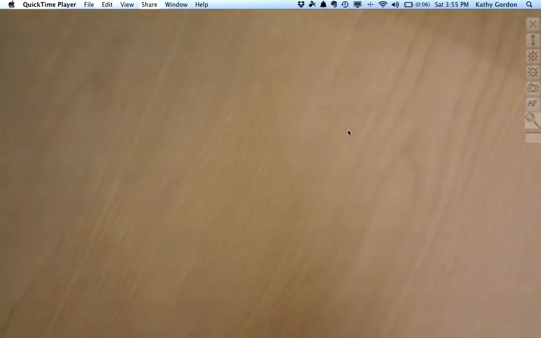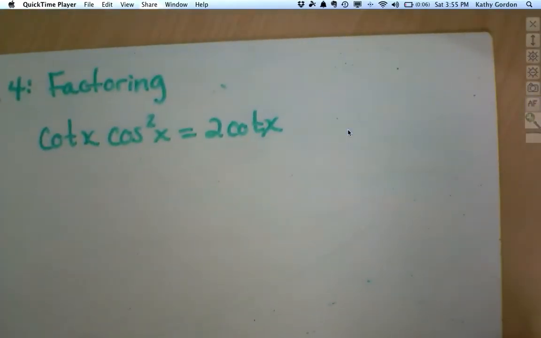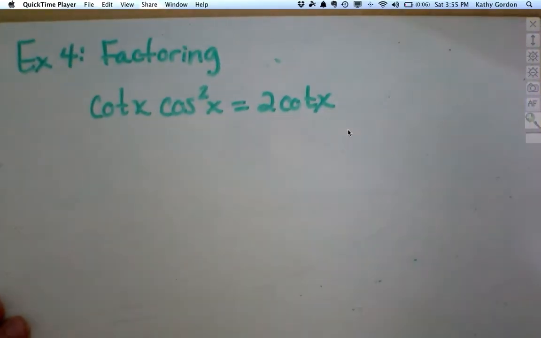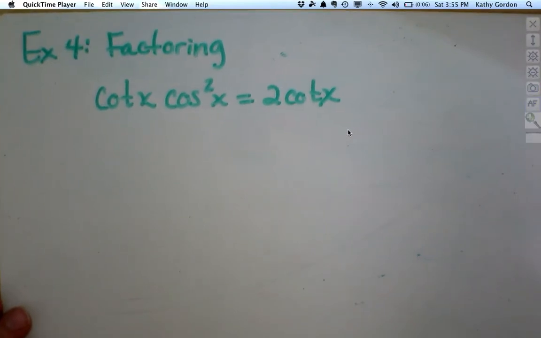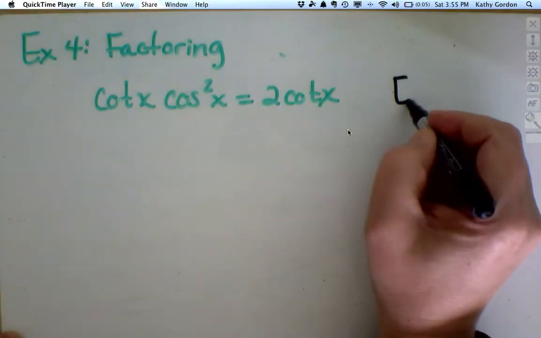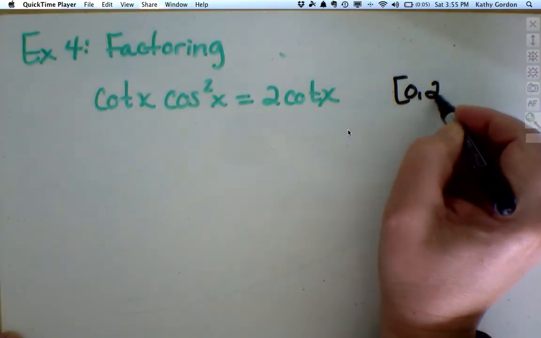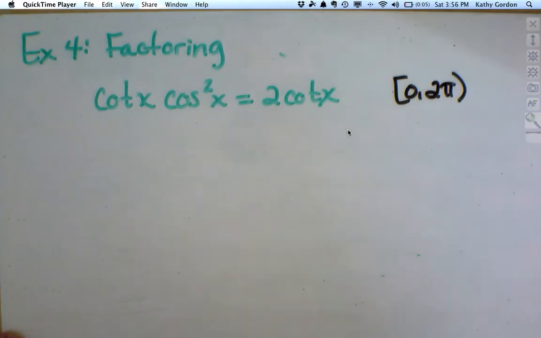All right, let's take a look at one more for today. Here's example 4. And in example 4, we want to think about factoring, because factoring is an algebraic means that we can use to help us solve equations. Okay, and in this case, let's go ahead and put the restriction that we only want solutions from 0 to 2 pi.